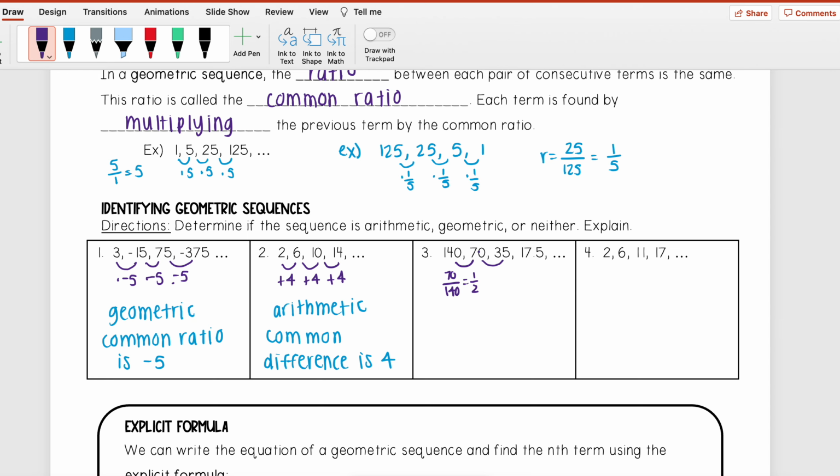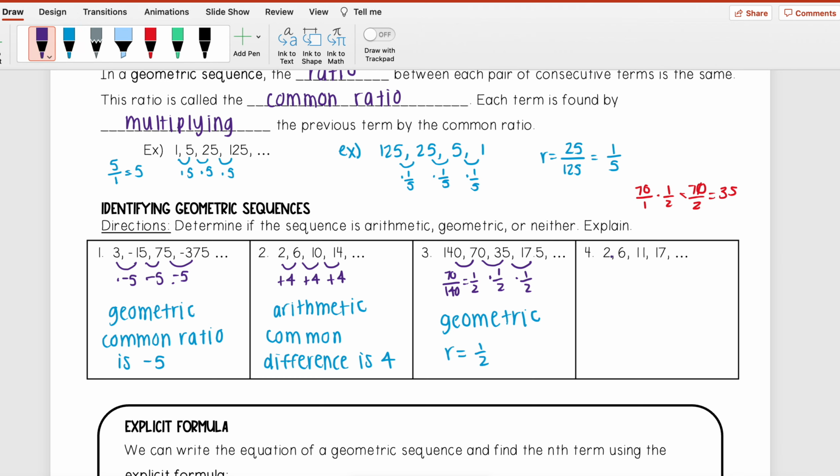Okay, now if I multiply 70 by 1/2, let's do that work over here. Multiply that by 1/2, I get 70 over 2, which is 35, so that's good. And then if you multiply 1/2 and 35, you get 17.5. So I am multiplying by 1/2 every time, so that means that this one is geometric. And I can say that the common ratio r is equal to 1/2.